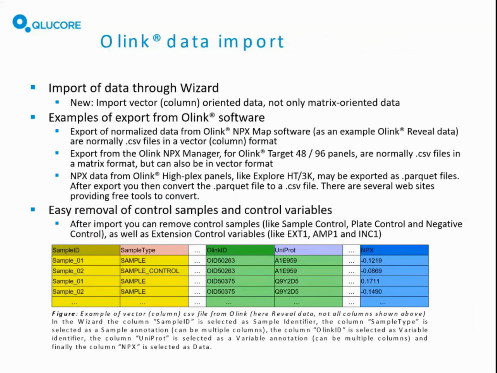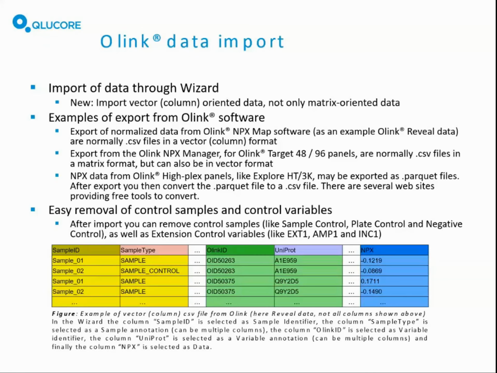Olink arrays or panels have been very much increased in popularity in the past years. You have been able to import that as matrix data, but now in the new version you can also import data that is vector or column oriented data. And that's the case for some data that has been exported from Olink software. And I will give you an example here with Olink reveal data.